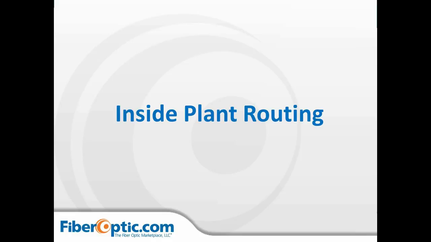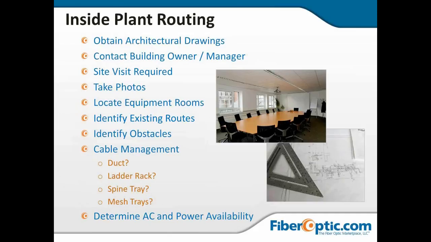All right, so let's talk about inside plant routing. What do we want to do? First thing we want to do is get the architectural drawings, as much as we can find. If we can get blueprints for the building, we win. Do we have as-built records of whoever put in the existing communication cables? If we can get those, we're certainly going to want it.